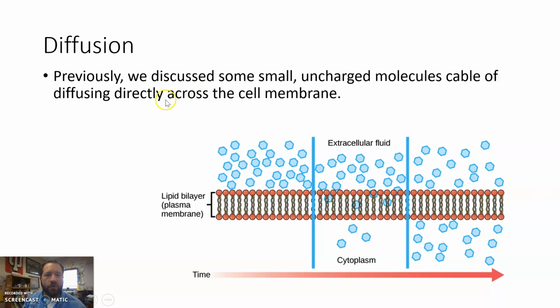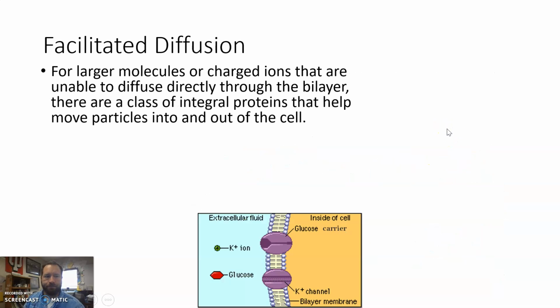We discussed diffusion, and there are some particles, some molecules that are able to diffuse straight through the cell membrane. They're small enough and uncharged, and so over time they're able to go from a high concentration to a low concentration, and then we have equal concentrations, and those particles can go straight through the cell membrane.